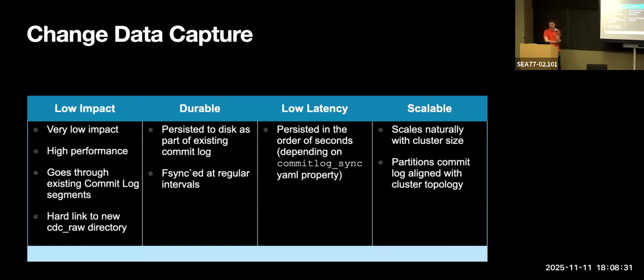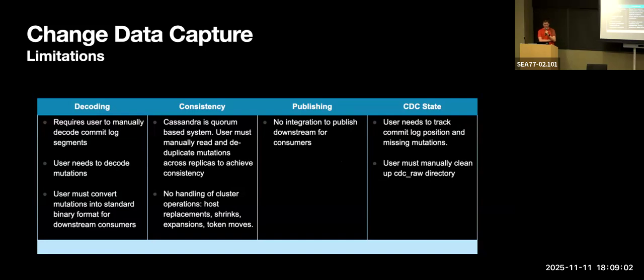Therefore, it's high performance. It's also durable because that file is an actual file on the hard disk. So it's resilient to node restarts and stuff like that. It's also low latency because, as I mentioned before, it's not part of the write path, and it's scalable because if you want more commit logs, just add more nodes, just like Cassandra. But of course, it comes with a bunch of limitations.